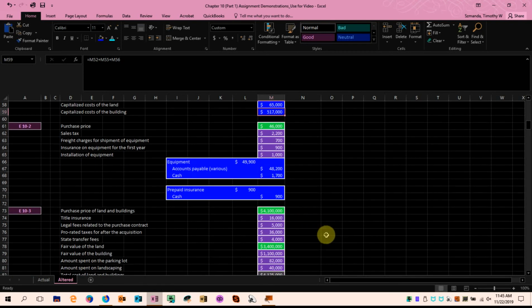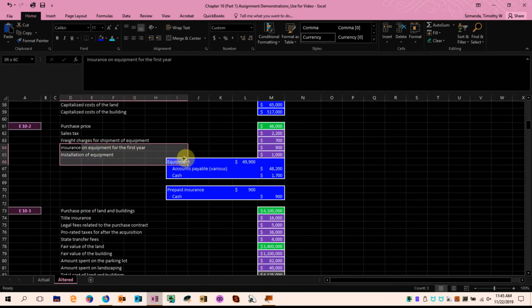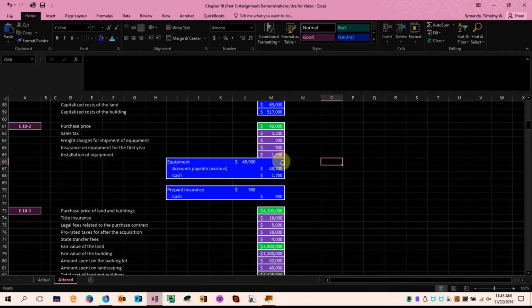Exercise number 2, which comes immediately after, on page 553, Oak Tree Company purchased new equipment and made the following expenditures. Well, we have the purchase price of, using my data, $46,000, sales tax, freight charges for shipment of the equipment, insurance. On the equipment during the first year, that would not be included, that would just be expensed as incurred. And then installation of the equipment, that would be included.